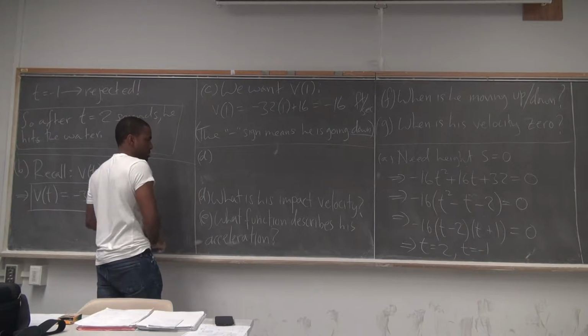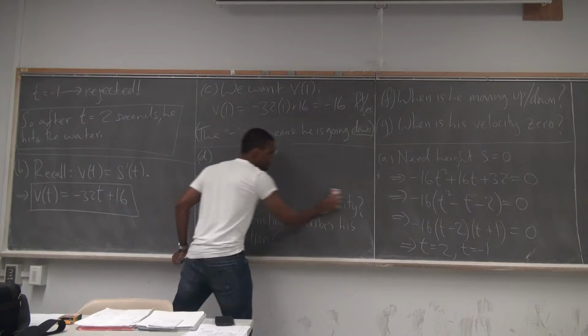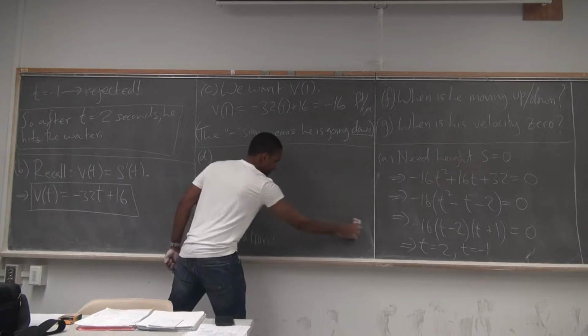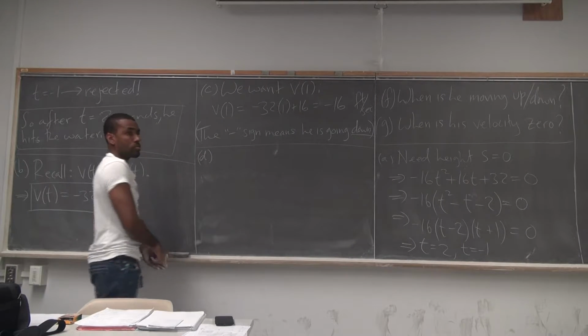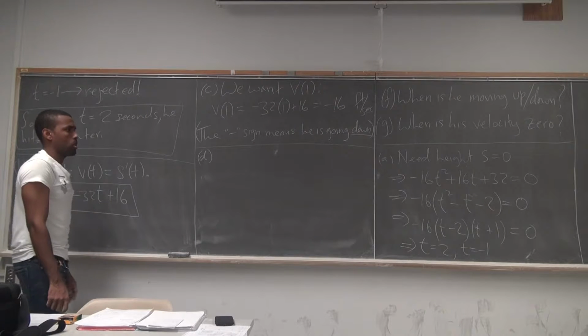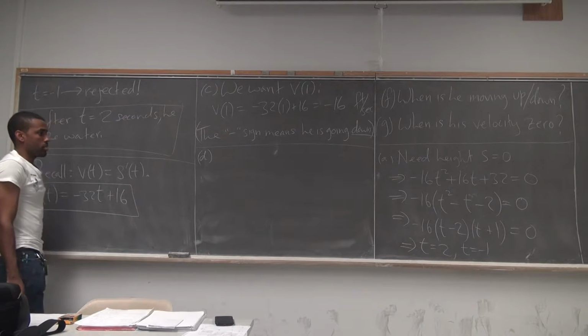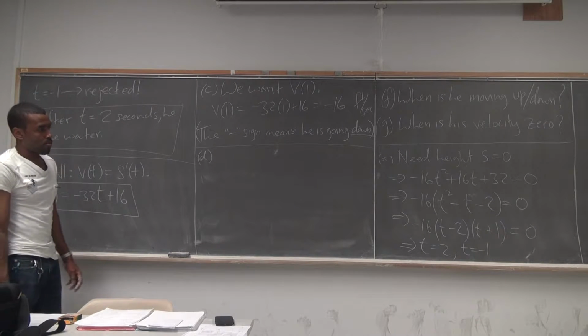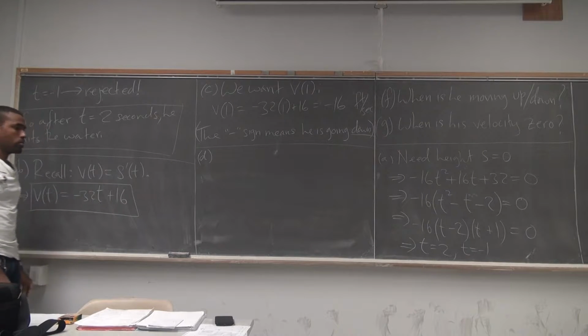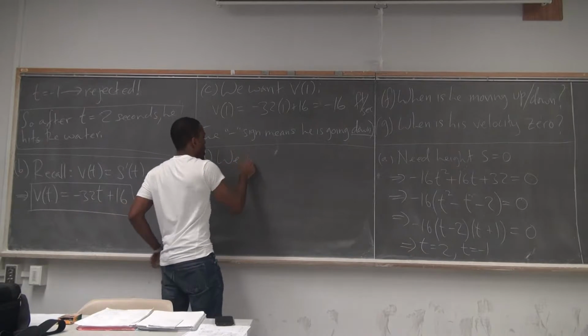D, what's his impact velocity when he hits the water? How fast is he going? Set velocity to 0. No? How do you know velocity is 0? In part D, we don't know the velocity. They ask you what the velocity is. Why would I need the second derivative? What? So you find the velocity at 2 seconds? Why?